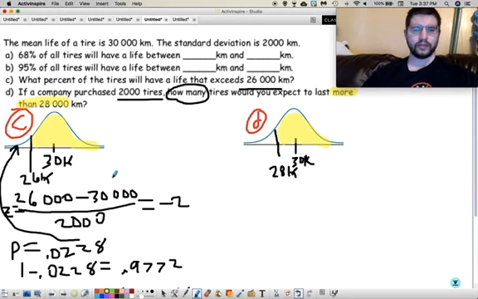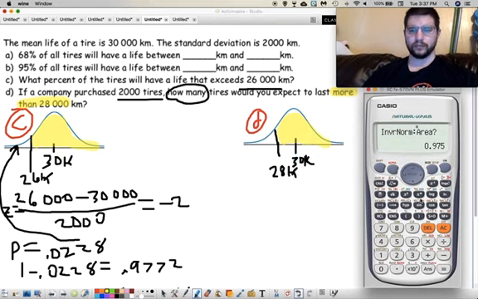So the process would be the same. So this time we use the calculator. It's a normal CDF. Lower limit is 28,000. Count your zeros because that's what you mean. Upper limit, 1 times 10 to the 99. Standard deviation is 2,000, mean is 30,000. 84.13%.